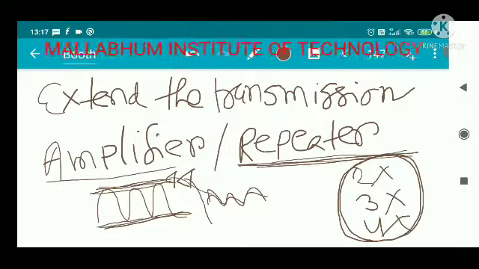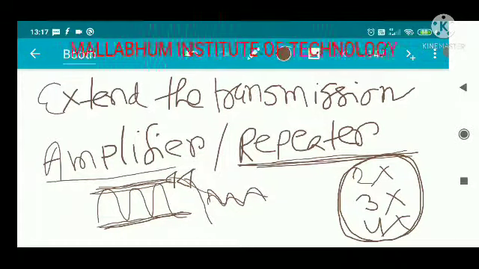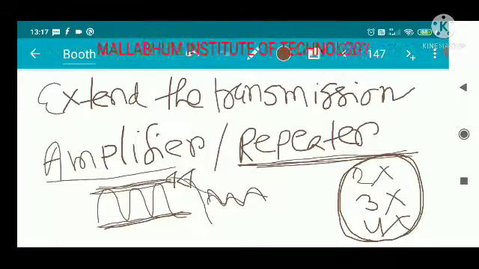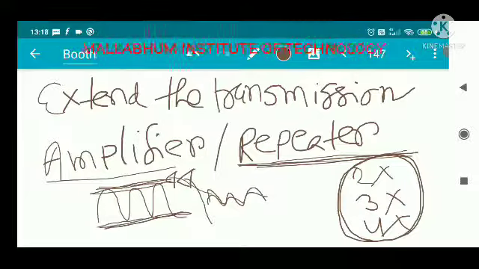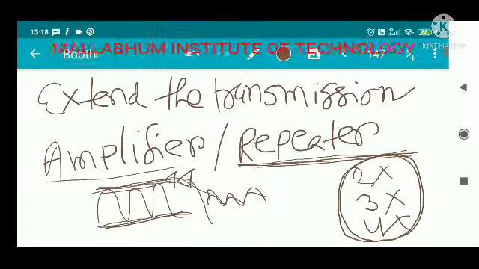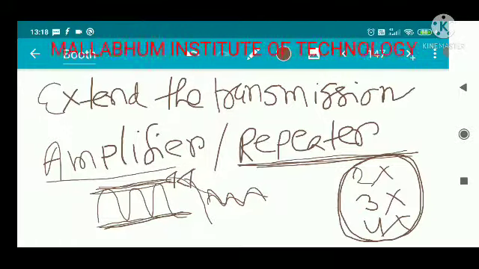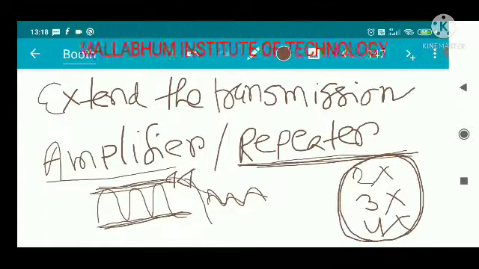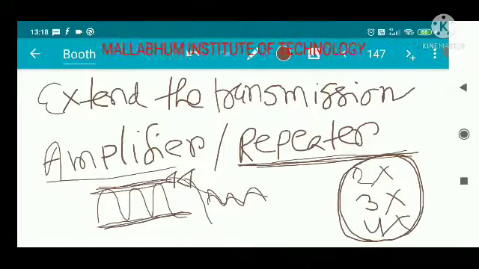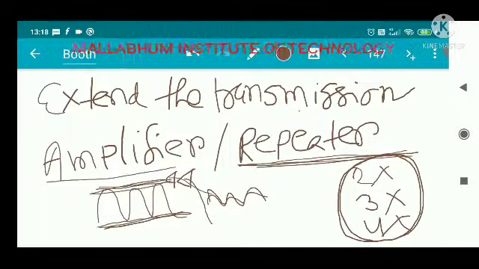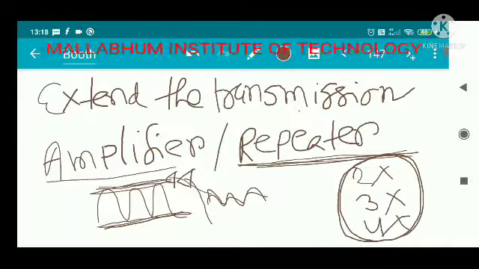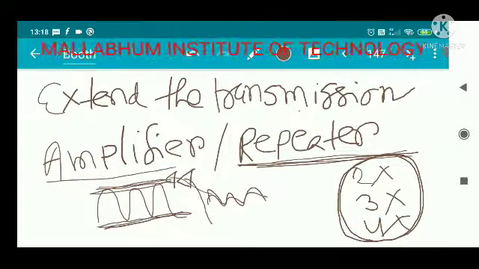So the person who is receiving our call at the other side, situated after 1000 kilometers, cannot hear our signal properly because the signal strength is reduced. So a repeater is used after certain distances, based on the cable characteristics, so that the person on the other side can receive our call and hear it properly.